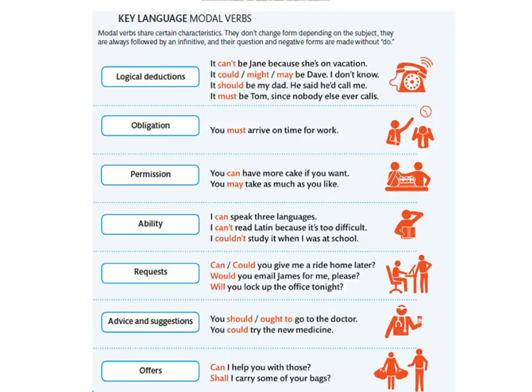For offers now. Can I help you with those? Shall I carry some of your bags? Usually we use these when we are offering a service or help to someone.